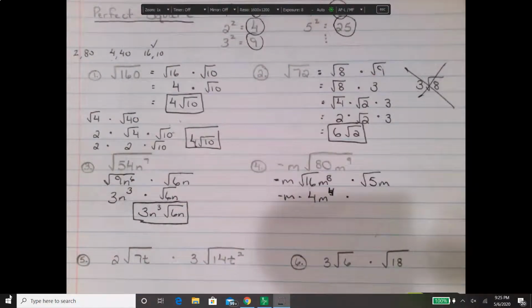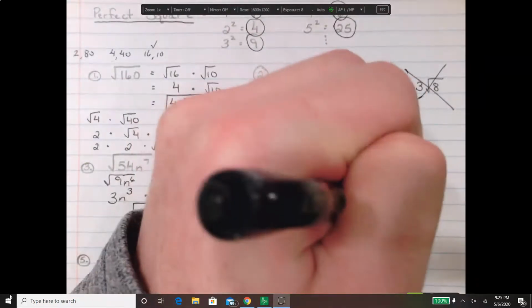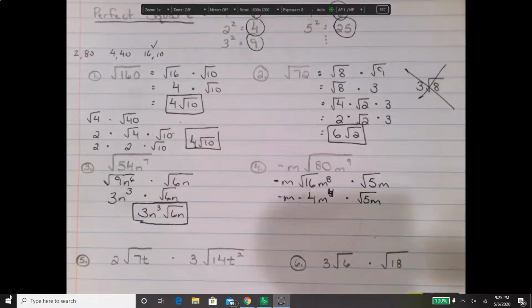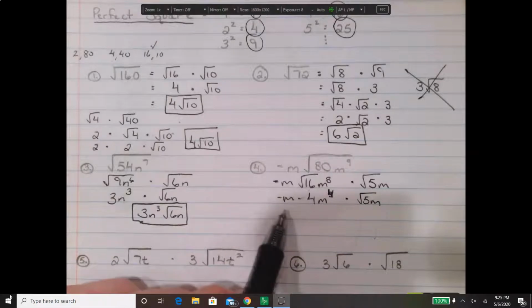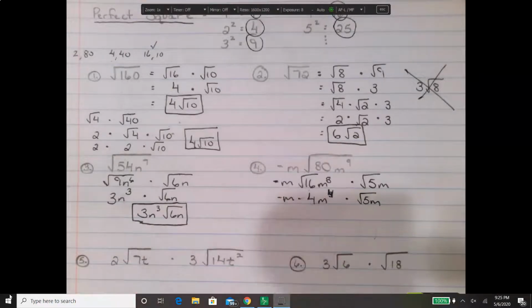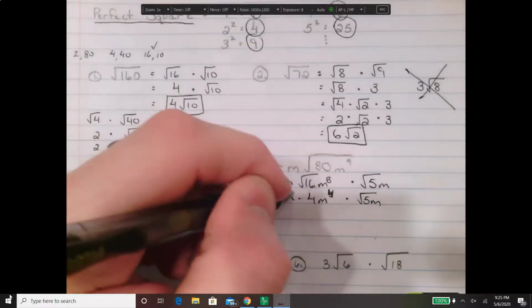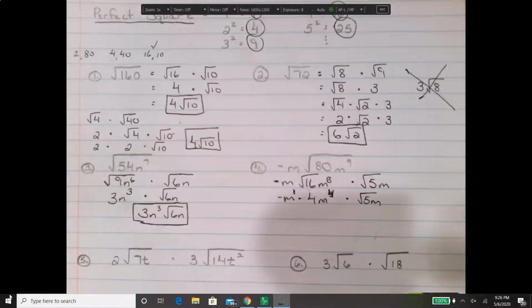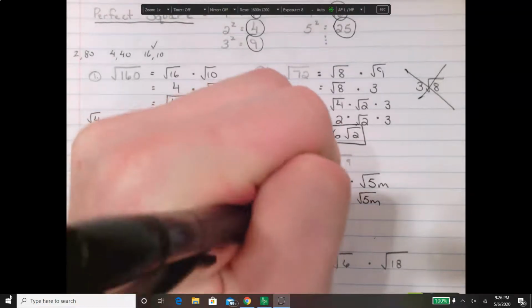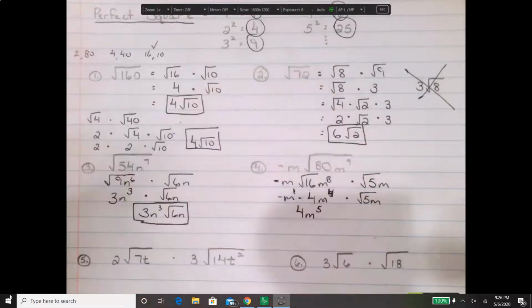Can't do anything with radical 5. 5's a prime number, so that can't be broken down. M, it's to the 1st, so I can't do anything with it. So this is going to stay as radical 5m. All right, so we're almost there. The last part now is worrying about this negative m times 4m to the fourth. When I multiply, remember, these are our exponent rules. It's like m to the first times m to the fourth. When we multiply exponents, remember we're just adding them. So it's going to be 4m to the fifth.